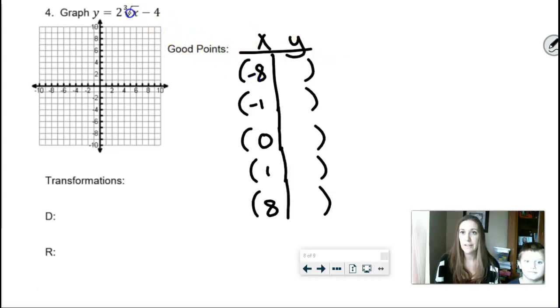So, cube root of -8 right here would be a -2. 2 times -2 is -4, and -4 minus 4 is -8.